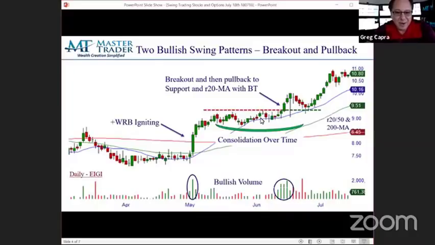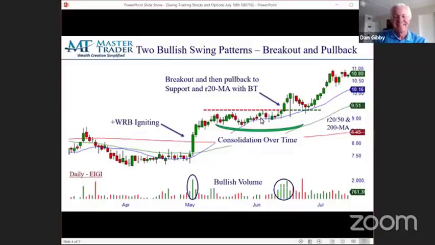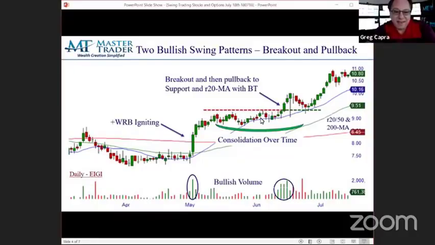That's the symbol there in the lower left, EIGI. But I did find it on the pullback to minor support with the bottoming tail bar that was a minor shakeout on a smaller time frame, which was followed by an inside day next to that bottoming tail bar. And for me, that was the money setup.